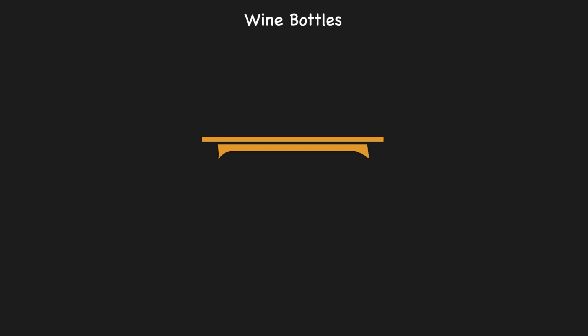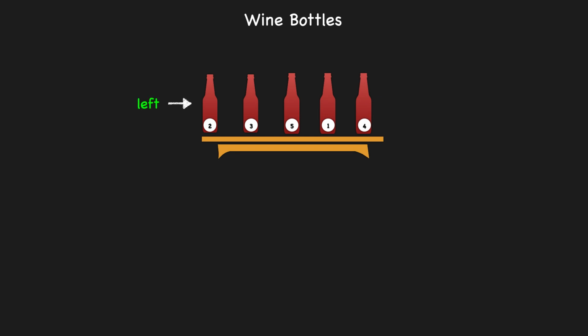So let's say that we have 5 wine bottles that are placed on a rack. The prices of these wine bottles are 2, 3, 5, 1, and 4. Each year, we are allowed to sell only one wine bottle, and that too, we can either sell it from the left or the right of the row. We cannot sell anything from the middle of the row.